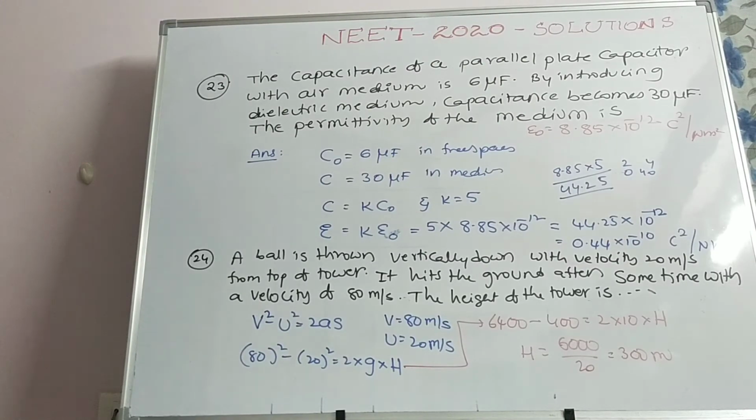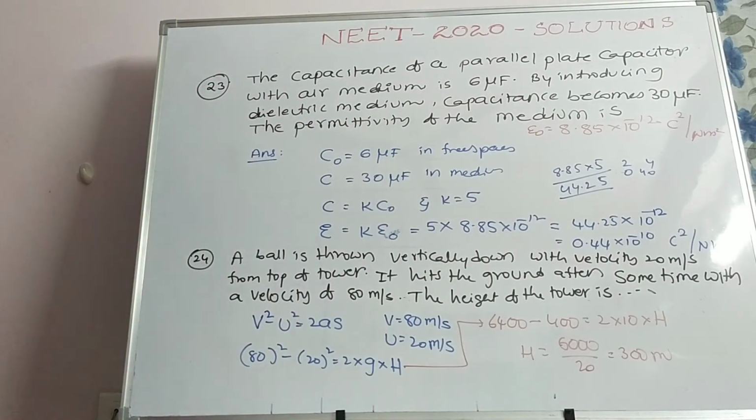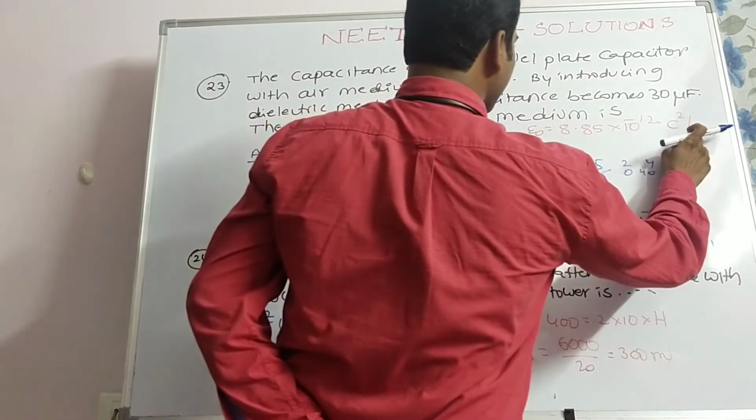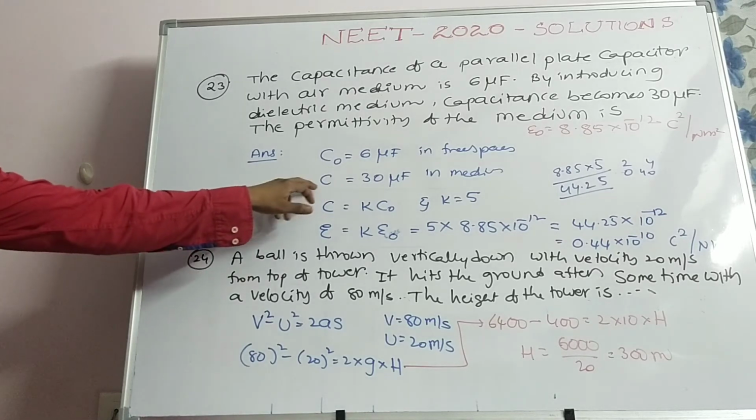Now question number 23. The capacitance of a parallel plate capacitor with air medium is 6 microfarad. By introducing a dielectric medium, the capacitance becomes 30 microfarad. We have to find the permittivity of the medium, and given that the permittivity of free space is 8.85 into 10 to the minus 12 coulomb square per Newton meter square. In free space, when there is no medium between the capacitor plates, C0 is equal to 6 microfarad. And when the medium is placed, the capacitance becomes 30 microfarad, denoted by C.